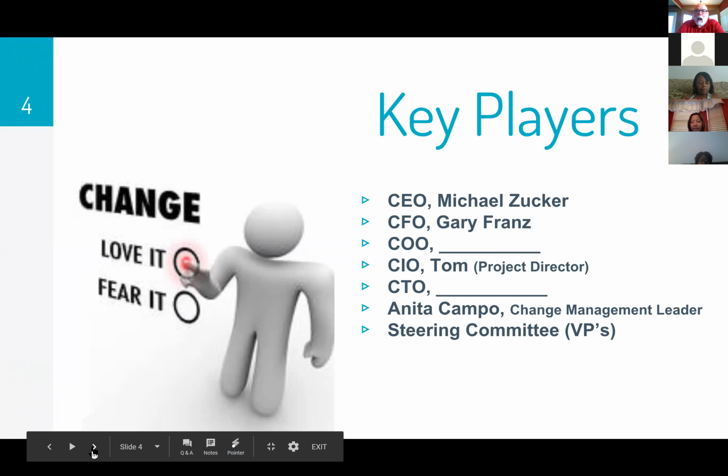We did add some of the key players because this was a different case study than we've had before. So we just wanted to break down our key players and get an understanding of who all was involved. So the CEO, Michael Zucker, who started in his garage, CFO Gary France. They mentioned the COO, but there was never a name attached to him. The CIO Tom, who was the project director. The CTO was made mention of, but never given a name. And then Anita Campo, change management leader. And then they also mentioned the steering committee made up of vice presidents.